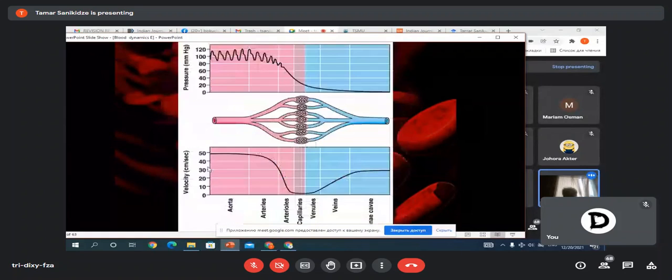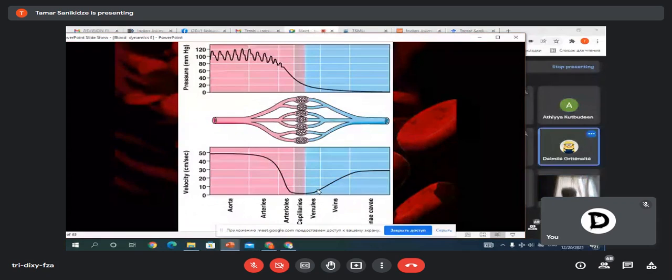Okay. Now you can see here the pressure. Where is the maximal pressure? In the artery. Where is the minimal pressure? In the veins, of course. Speed is minimal in the capillary, but pressure is minimal in the veins.